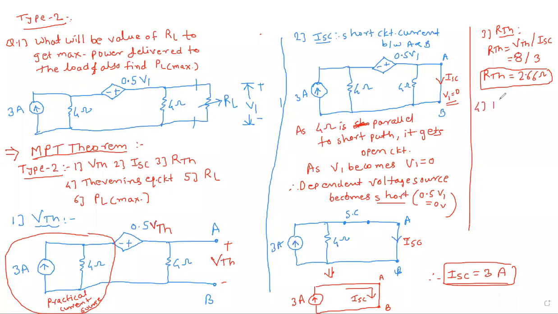Now there is no difficulty to draw the Thevenin's equivalent circuit. You can easily draw it and calculate the further things simply. Plus minus VTH, this is RTH, this is A, this is B, and a variable load resistor you can connect as RL. VTH is 8 volt, and RTH is 2.66. So RL you can calculate now. RL must be equal to RTH for maximum power transfer.